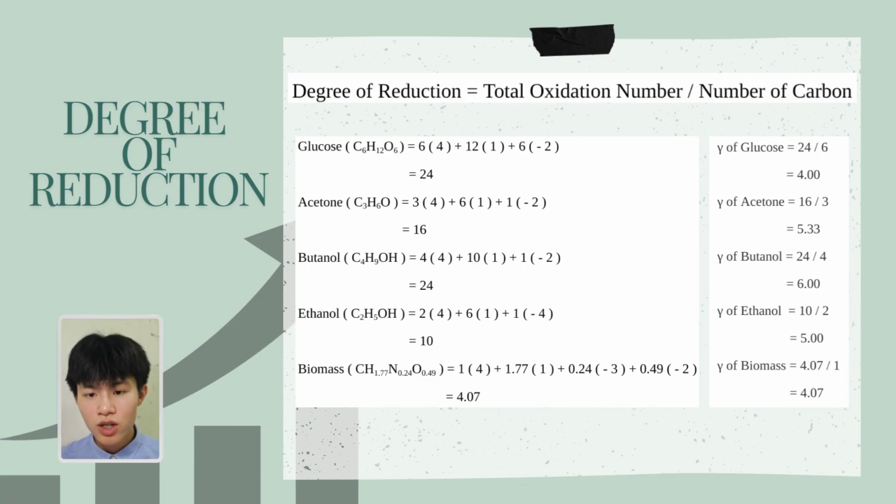Then substitute it into the degree of reduction equal to total oxidation number over number of carbon equation. We can get the degree of reduction for glucose is 4, for acetone is 5.33, for ethanol is 6, and for biomass is 4.07.